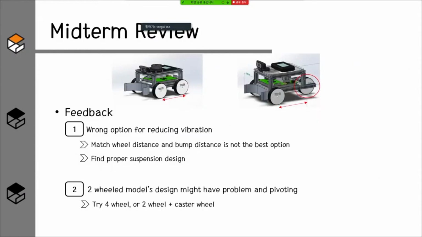And after the presentation, we got a few feedbacks from professors. The first one is that we made a wrong approach for reducing vibration. At first, we decided to match the wheel distance and the bump distance as the same and try to reduce the body's whole vibrations. But we found that this is not the best option, and we need to find a proper suspension design. Another problem was that in the two wheels models, we used a back wheel just rotating front and back, and the professors were worried that that model can cause a problem while pivoting.